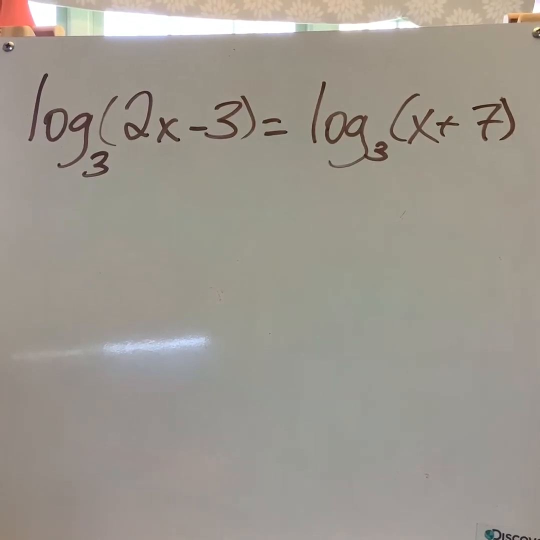All right, last one I'm going to bore you with today is if we've got it set up like this. What if we have one log equals another log? Log base 3 of 2x minus 3 equals the log base 3 of x plus 7. Take a minute, pause this. See if you can figure out what we do here.